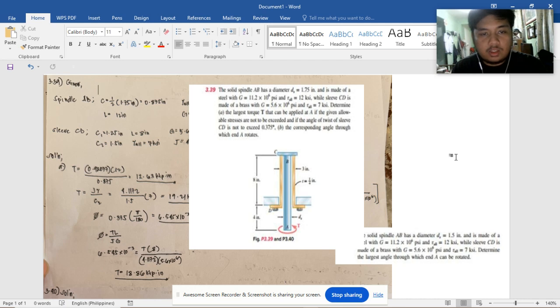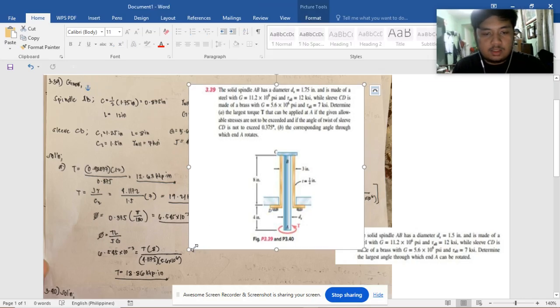Determine A, the largest torque T that can be applied at A if the given allowable stresses are not to be exceeded and if the angle of twist of sleeve CD is not to exceed 0.375 degrees. And B, the corresponding angle through which end A rotates.